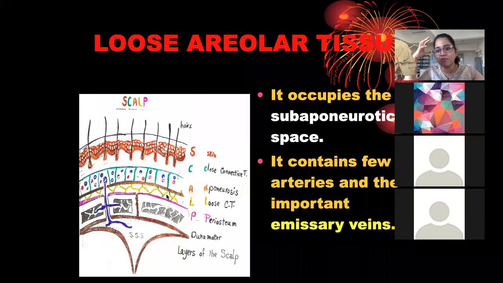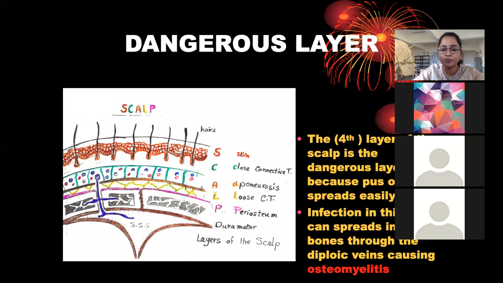That's why the fourth layer is also called safety valve hematoma. It acts as a safety valve so that there is no compression on the brain when there is an injury to the skull vault bones and there is bleeding outside. When the blood accumulates around the eye, that is called ecchymosis. I have that picture also with me. I'll show you.